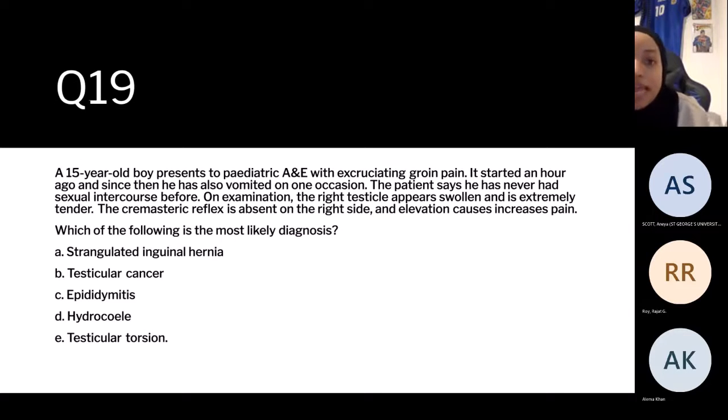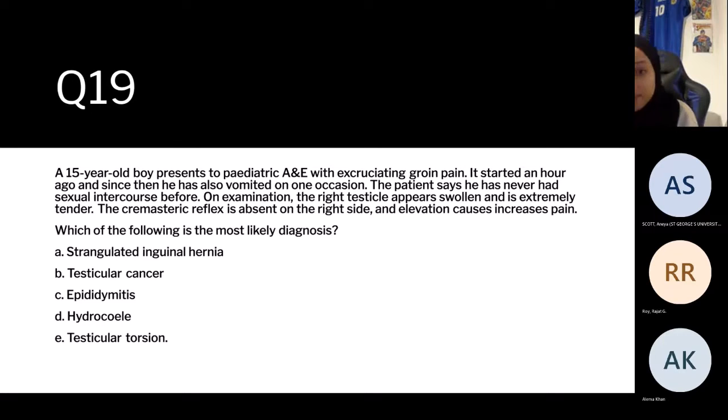Next question. A 15-year-old boy presents to Pediatric A&E with excruciating groin pain again. It started an hour ago, and since then he's also vomited on one occasion. The patient says he has never had sexual intercourse before. On examination, the right testicle appears swollen and is extremely tender. The cremasteric reflex is absent on the right side, and elevation causes increase in pain. Which of the following is the most likely diagnosis?